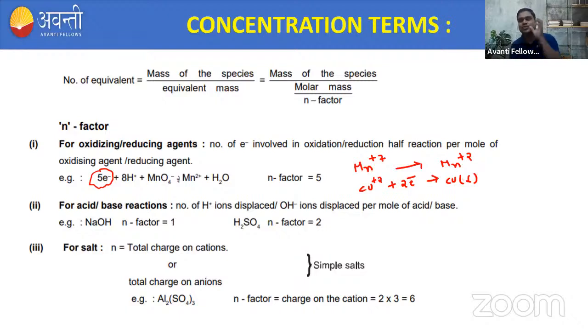So you can say that 2 electrons are accepted by copper and reduction of copper takes place and it is converted into copper. So how many electrons are there, beta? 2. So we can say that here N factor is 2. So in case of oxidizing and reducing agent, we consider N factor as the number of electrons involved in oxidation and reduction. सबको समझ आया?